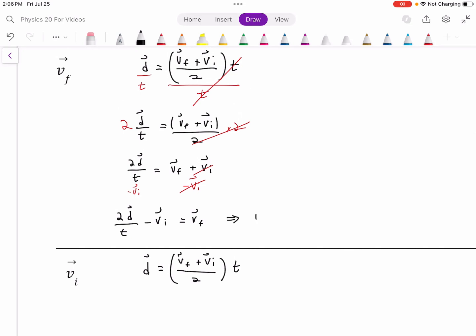And again, it's usually common practice to write the isolated variable on the left side. So I'm just gonna rewrite it with VF isolated on the left. And there we go, we did it.